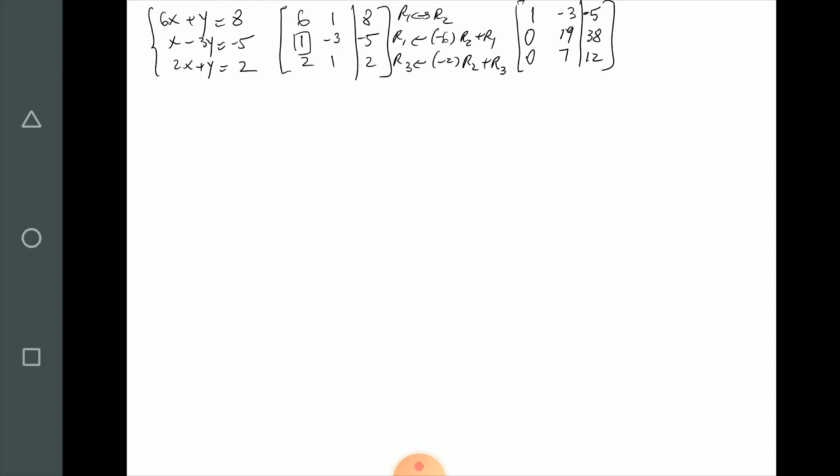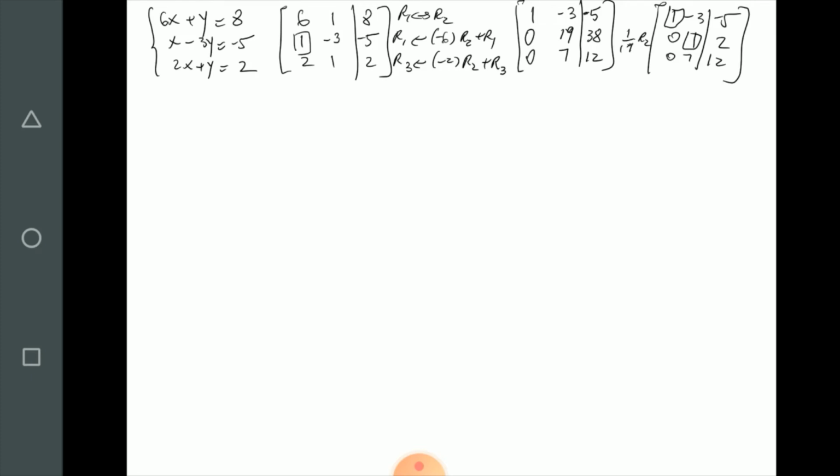Let's do the second row. I'm kind of lucky because I don't have fractions here, because to produce the leading one, now I have to divide row 2 by 19. So 1 over 19 times row 2. That's the easiest way to produce the leading one in that position. So 0, 1, 2, and then 0, 7, 12. Okay, I produced the first leading ones.